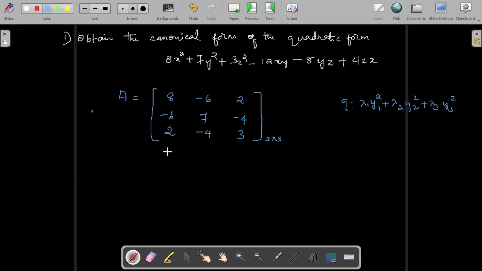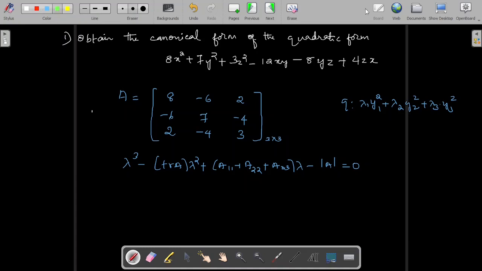The way of finding eigenvalues is writing the characteristic equation, then simplifying that characteristic equation. We can get the characteristic equation directly, which is given by lambda cube minus trace of A into lambda square plus A11 plus A22 plus A33, the cofactors of the diagonal elements, into lambda minus determinant of A equal to 0. So this is the characteristic polynomial associated with the given 3 by 3 matrix. This is the standard formula to remember.